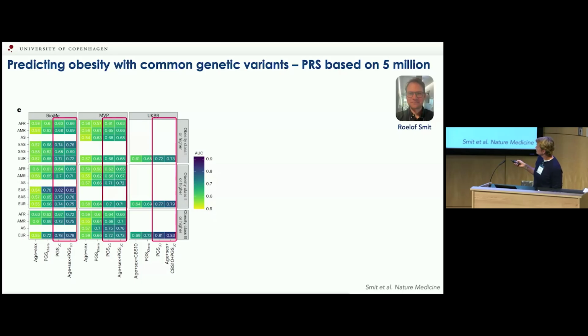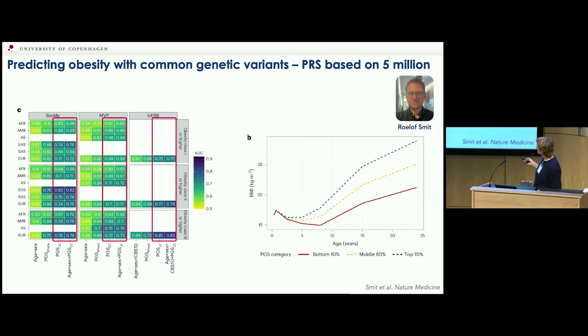So 72 is pretty good. And as we go to more extreme obesity, we get better. And maybe that is because more extreme obesity is maybe even more genetic than just your common forms of obesity. And we see this already at a very young age.